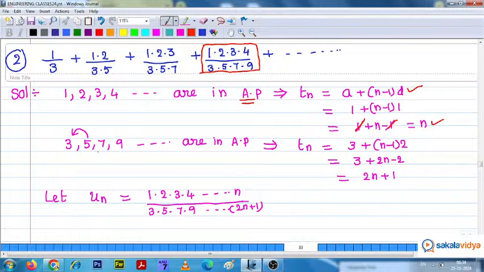Now 3, 5, 7, 9 are also in AP. Now Tn is equal to 3 plus n minus 1 into 2, 3 plus 2n minus 2, that is 2n plus 1. Now let us say un is equal to 1 into 2 into 3 into 4 and so on n, over the denominator 3 into 5 into 7 into 9 and so on 2n plus 1.